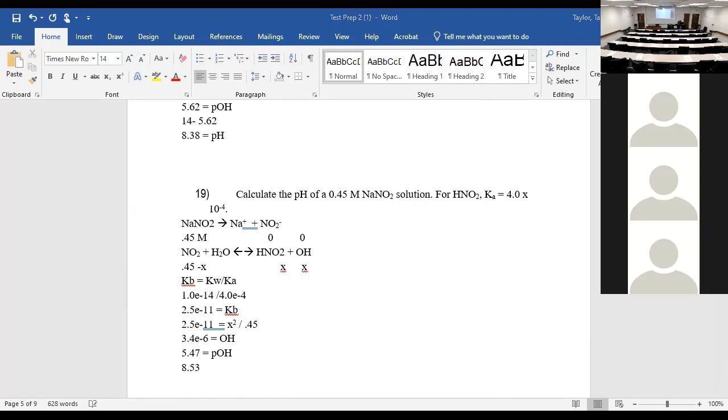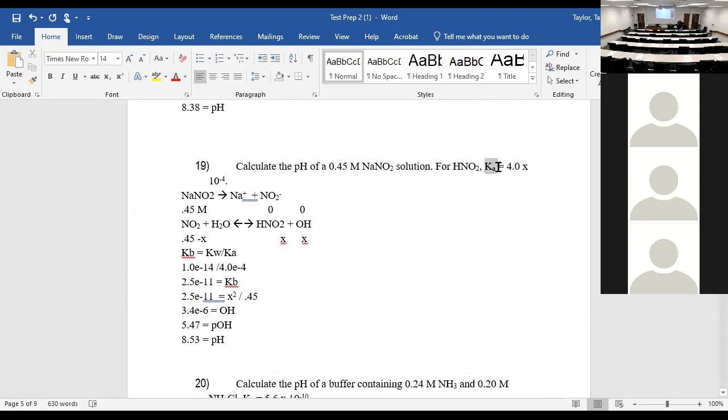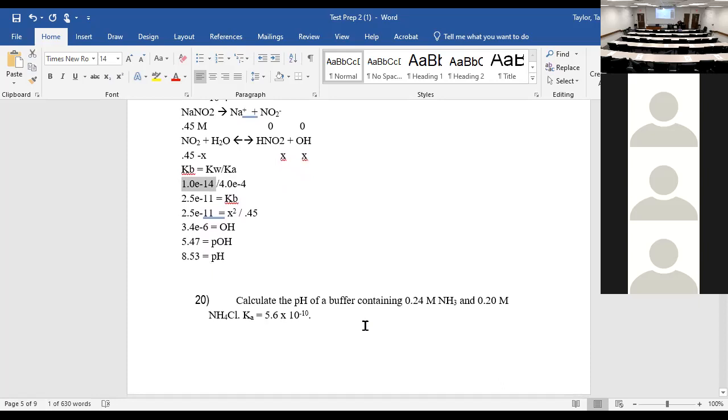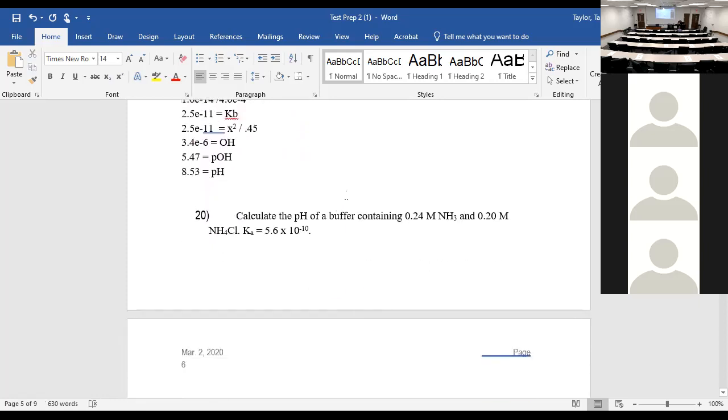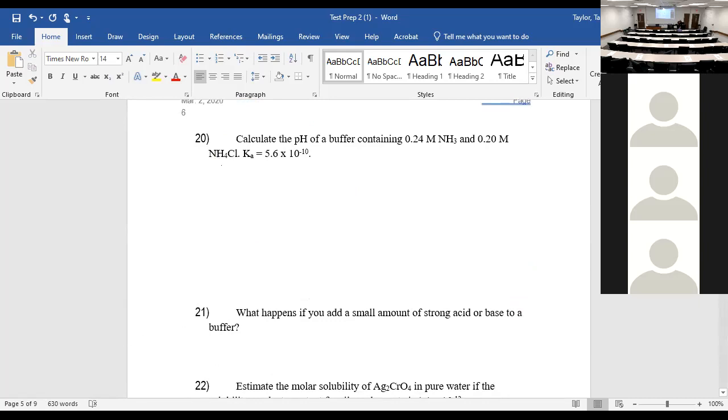Let me check that with the key. 8.53. There we go. And that's how you get your pH. So it's basically the same exact steps. The only thing you have to do is if you have a base and you are given Ka, you need to solve for Kb from Ka and Kw. And remember, Kw is that number you have to memorize, that 1 times 10 to the negative 14th. So that's just showing you how to solve for Kb from Ka.